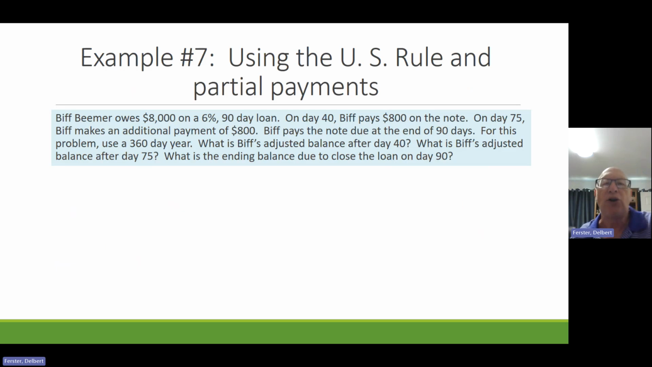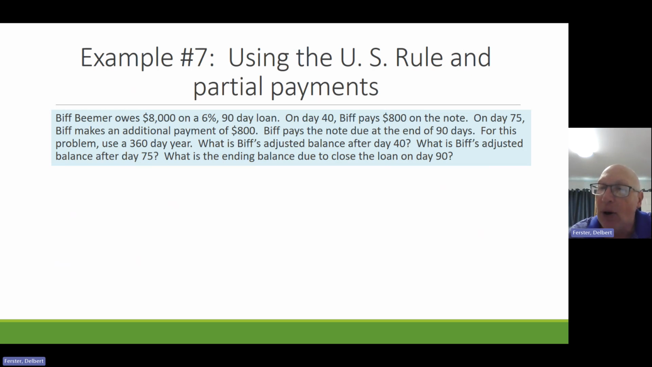All right. So here's your set. I'll let you read it. Biff will borrow $8,000 at 6% on a 90-day loan. Now you'll notice that Biff doesn't wait until day 90 to pay off. On day 40, he sends $800. So he starts the repayment process on day 40.